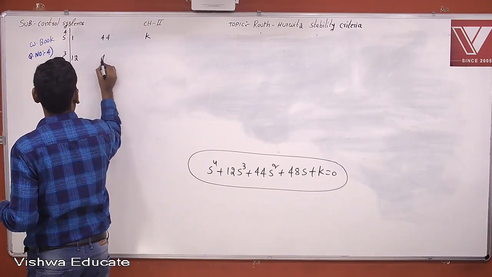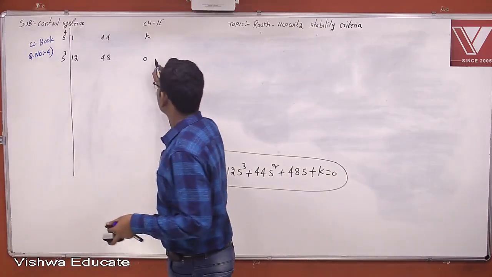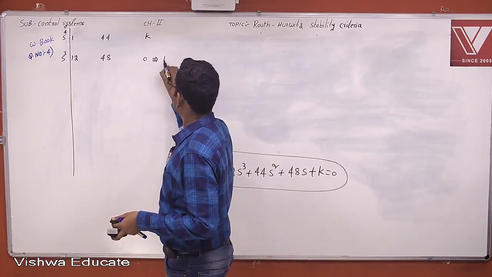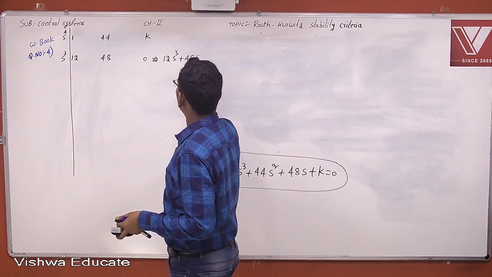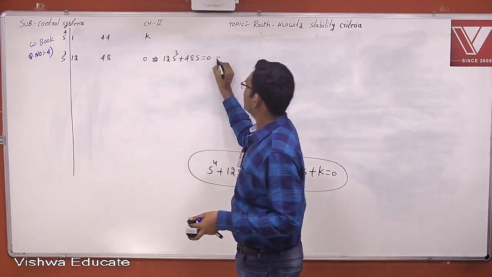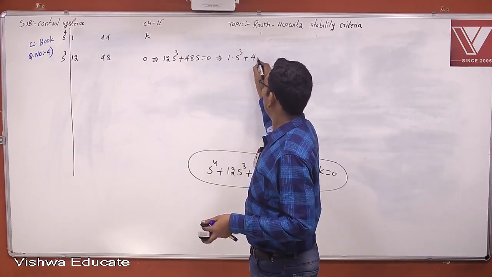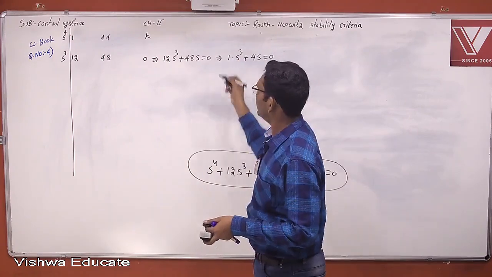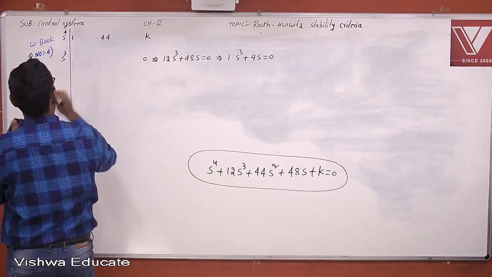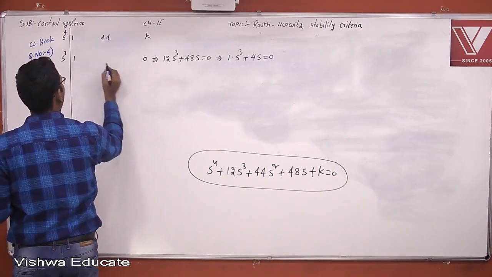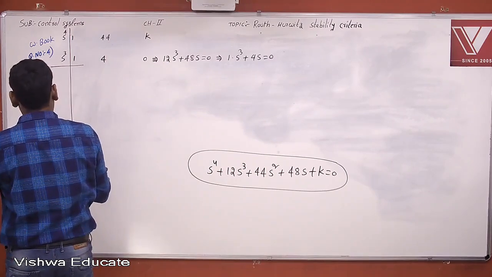12, 48, 0. Now for easy calculations, can I take like this? This is 12s cube plus 48 into s equal to 0. If I take 12 as common, s cube plus 4s equal to 0. Okay, easy calculation. So instead of this 12, I can take it as 1. Instead of this 48, I can take it as 4. So now the calculations will be simple.